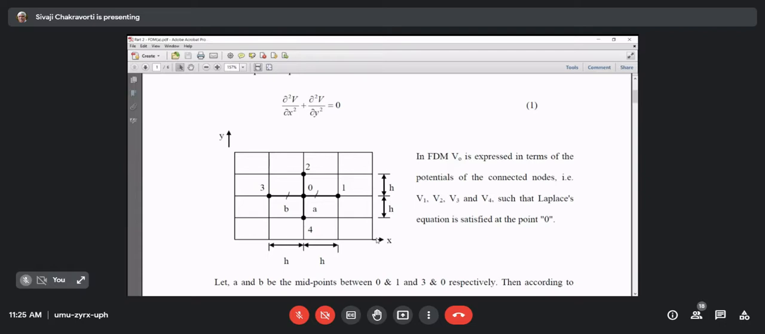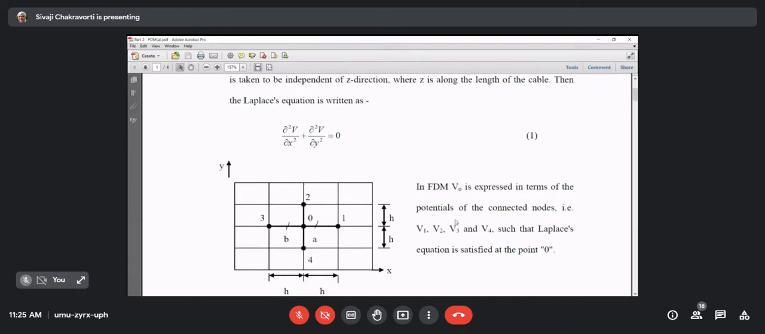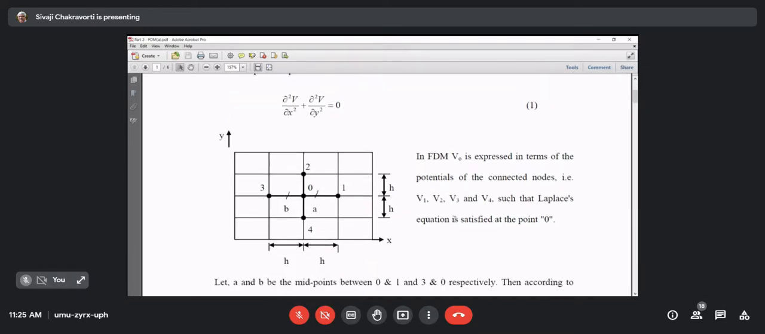So this is not a very practical thing. So what do we have to do? We have to do something different. What is that? This concept of equal nodal distance, you can see here at the top, we have to drop that. But that I will show you later. First, I will start with the explanation of equal nodal distance because that is easier to understand. Then unequal nodal distance I will explain.